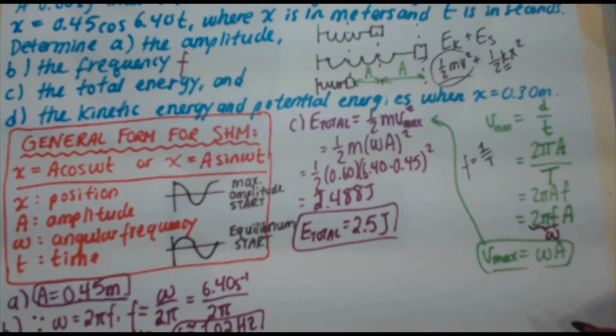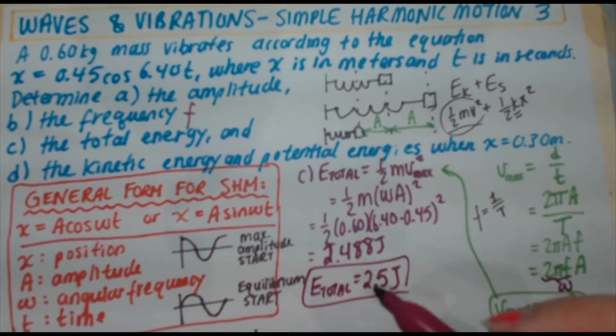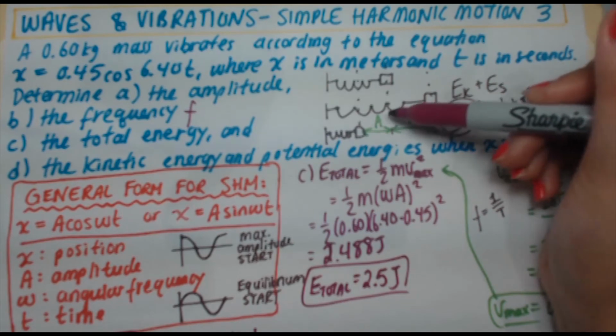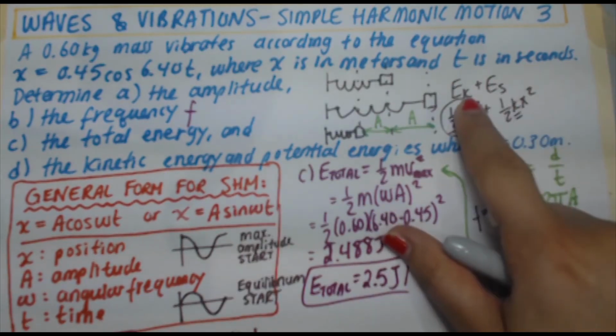Finally, we've got one more part to this problem. Part D: the kinetic and potential energies when x equals 0.3 meters. Now, you know that the maximum extension is 0.45, which means 0.3 occurs somewhere in between, not at the maximum amplitude A. So at those points, we're going to have a mixture of spring and kinetic.